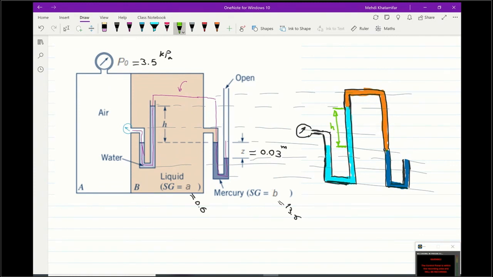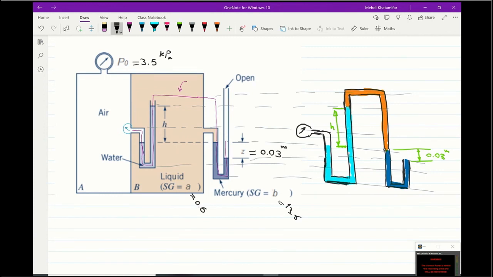What else? Let's identify other heights. From orange to the other side, here I'm going to have 0.03 meter. What else? Yeah, this is the only thing we need because they are all jumping points. Okay, let's start writing.